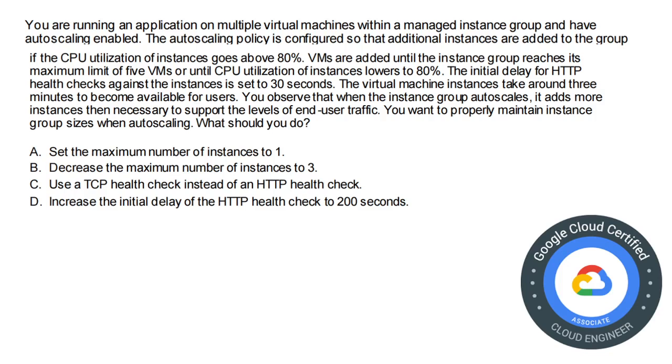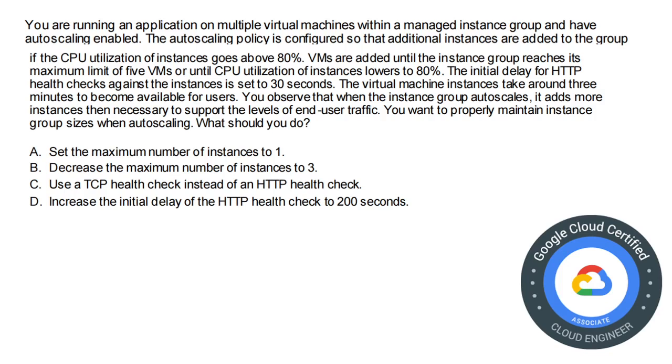So the first question is, you are running an application on multiple virtual machines within a managed instance group and have auto scaling enabled. The auto scaling policy is configured so that additional instances are added to the group if the CPU utilization of instances goes above 80%. VMs are added until the instance group reaches its maximum limit of 5 VMs, or CPU utilization of instances lowers to 80%. The initial delay of HTTP health checks against the instances is set to 30 seconds.